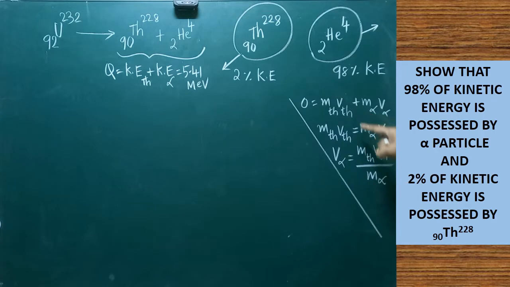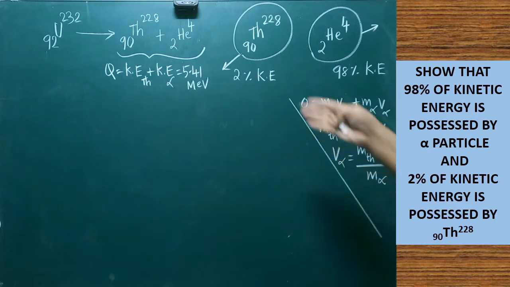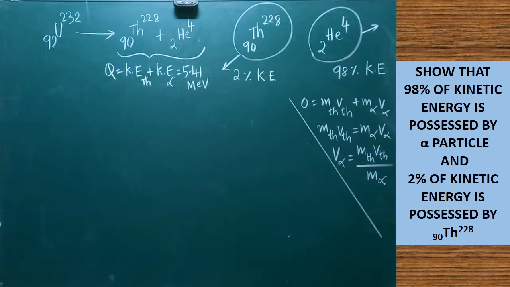Already by using the law of conservation of momentum, in the previous video we have derived the formula for the velocity of the alpha particle. The velocity of the alpha particle can be obtained by this simple formula, that is mass of thorium into velocity of thorium divided by mass of alpha particle. So this expression is to be utilized for further derivation.